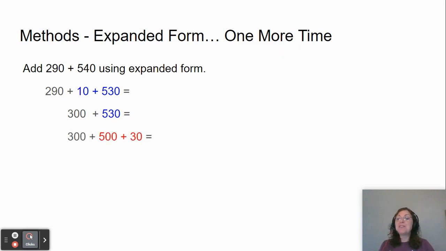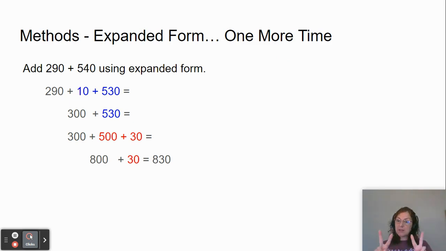I'm going to split it because 300 plus 500 is super easy to add. So I split the 530 into 500 plus 30. Then I do the 300 plus 500, which gives me 800. Now I can add the 30 to get 830.